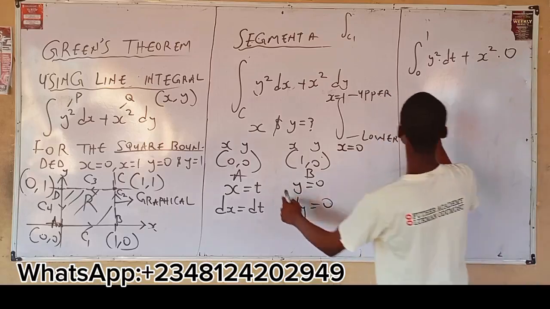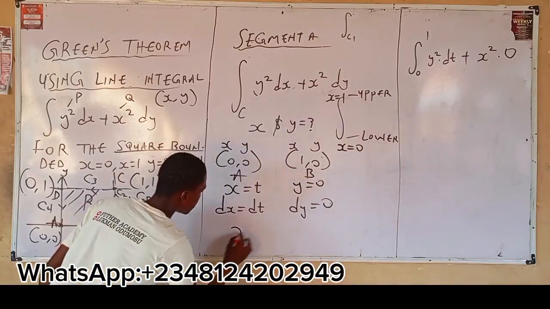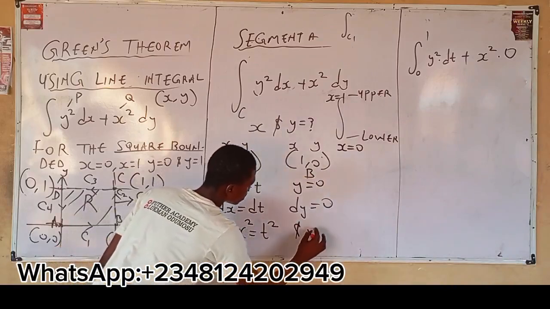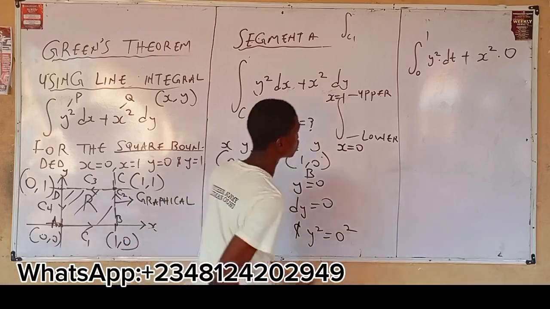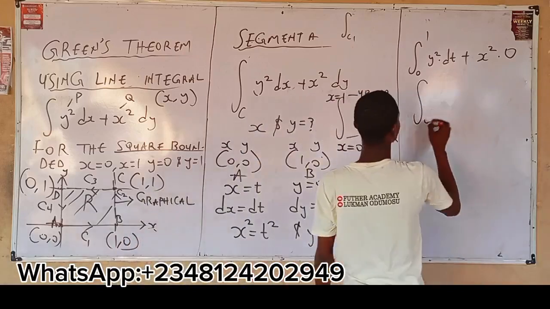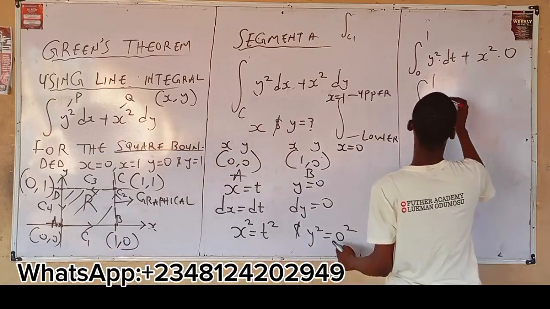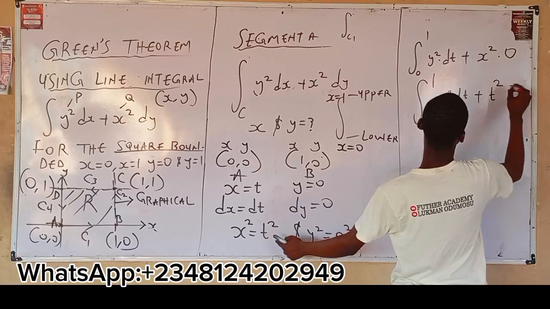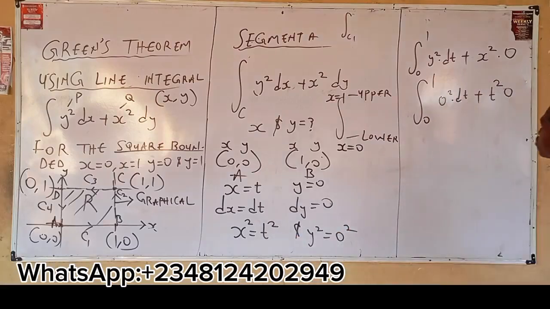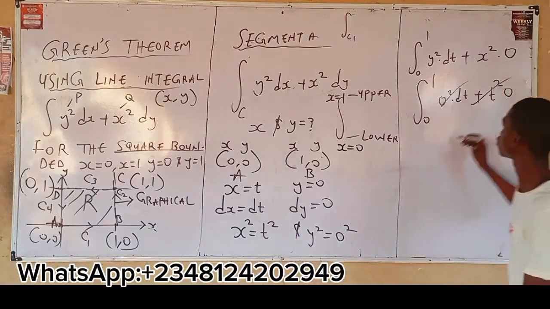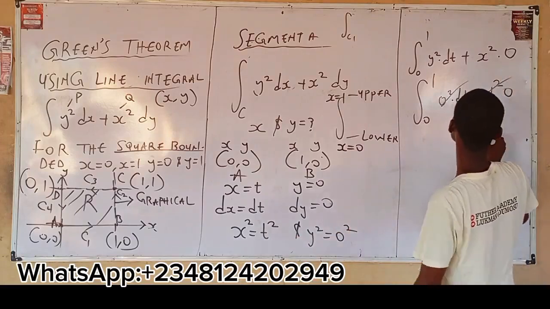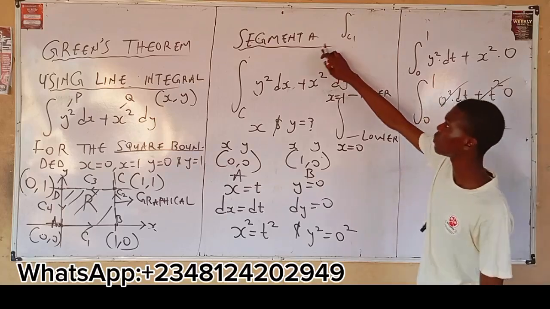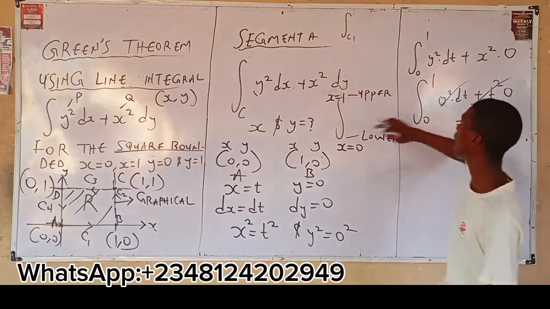If x is t, then x squared is equal to t squared, and y squared is equal to 0 squared. So substitute that here. You have the integral from 0 to 1 of 0 squared dt plus t squared times 0. There is nothing to integrate, this will cancel out, so this integral is 0. So my first integral, performing the line integral on segment A, is 0.